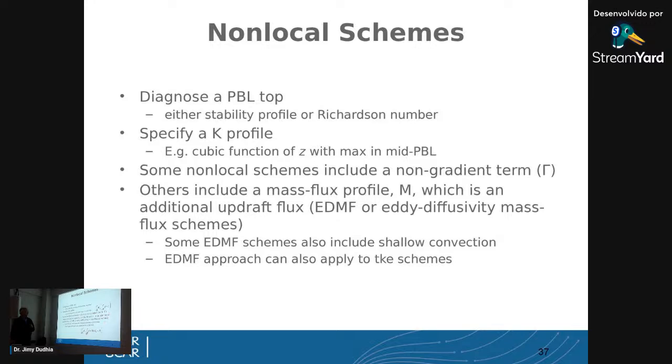The mass flux approach is at the bottom here, which is an additional updraft flux, also known as eddy diffusivity mass flux scheme, where you have the normal diffusion term here again, but now a separate mass flux term, which depends on the thermal temperature minus the environmental temperature, and it has to determine the mass flux using this term.